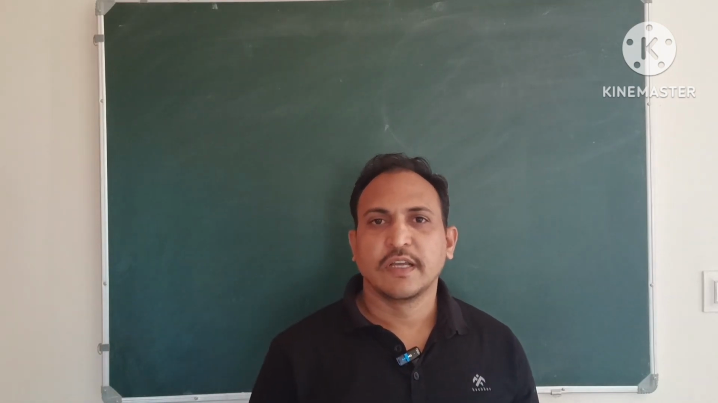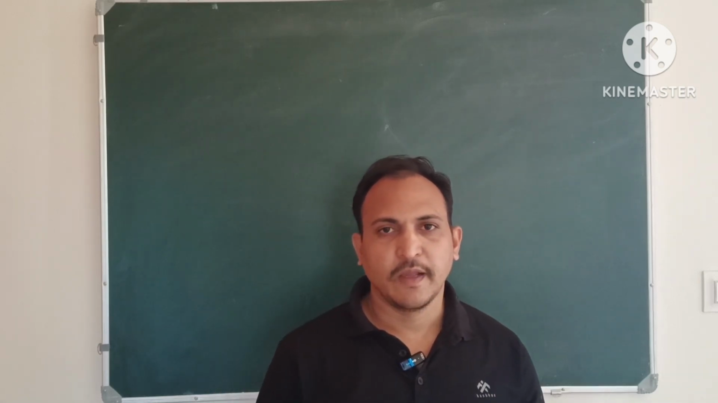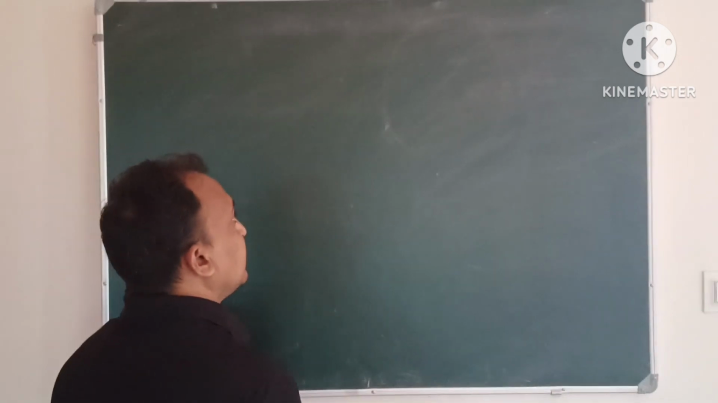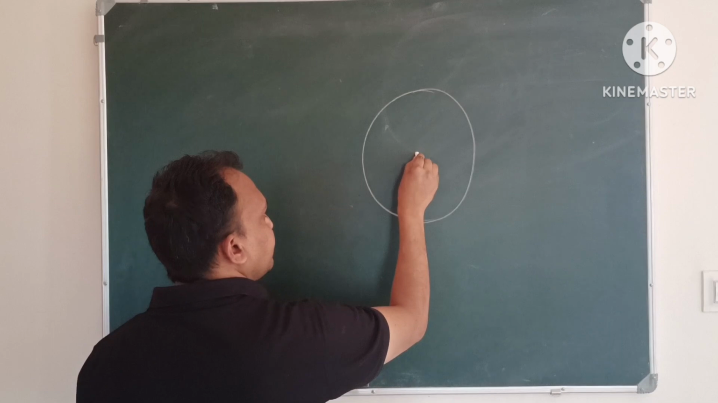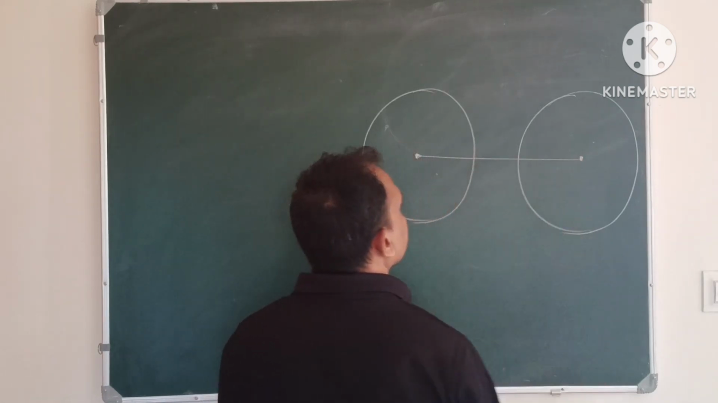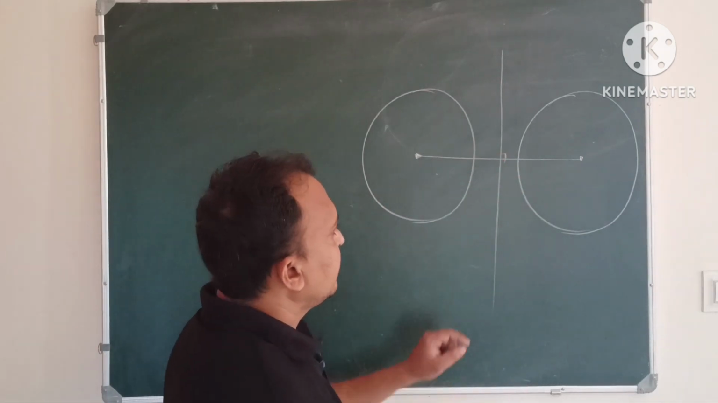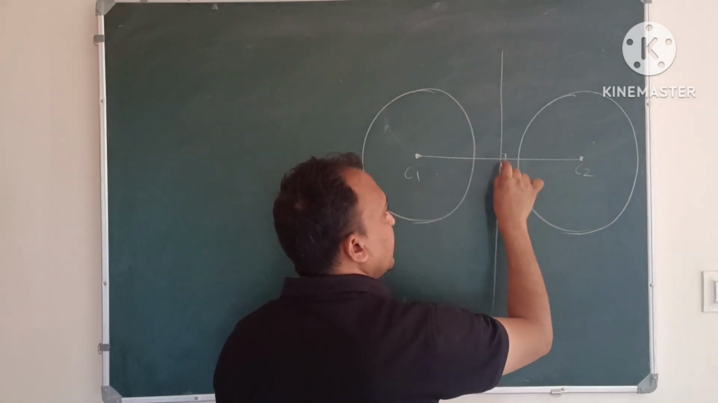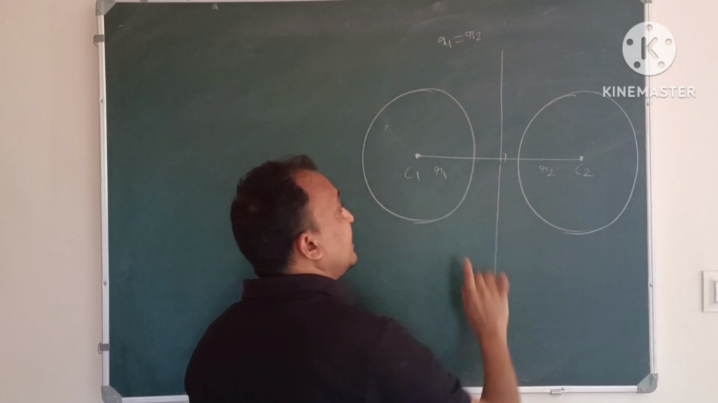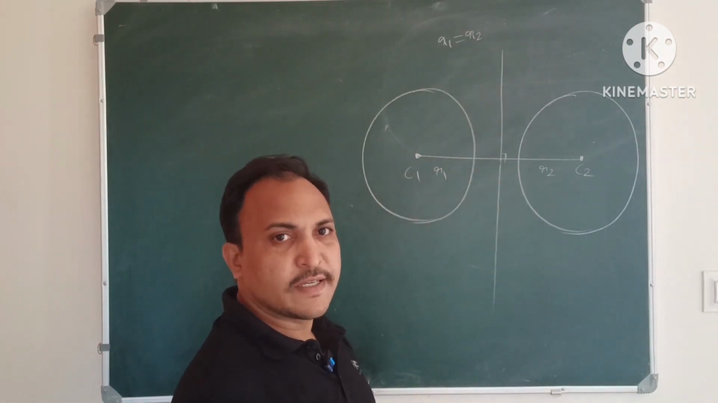Based on these 3 properties, we will discuss the radical axis in relative positions of 2 circles. How will we get it? Let us see. If you take 2 circles which are equal circles, the perpendicular bisector is the radical axis. That means this is the midpoint of C1, C2. Here R1 equal to R2. In this case, that means these two circles are equal circles. Then the radical axis is the perpendicular bisector of C1, C2.